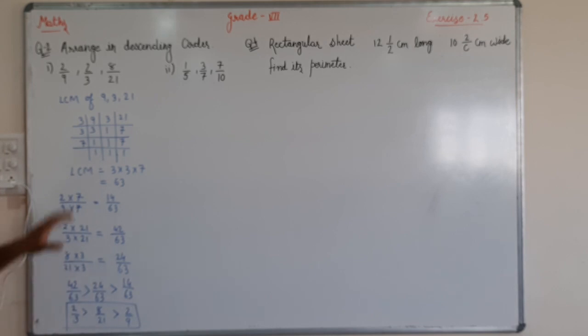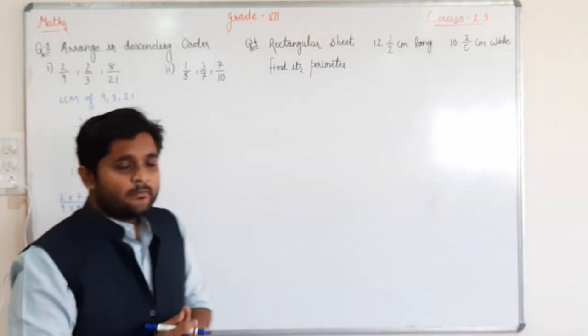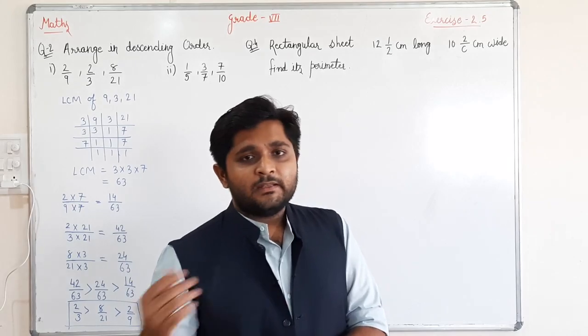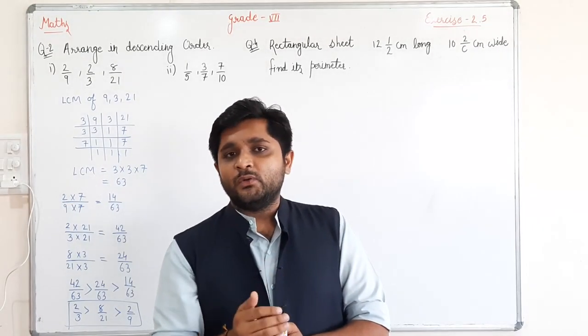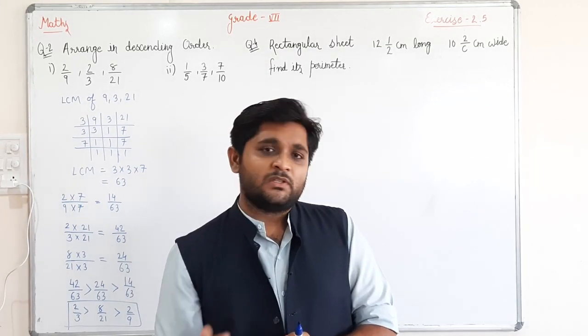So this way, first of all, what we have to do? First of all, find the LCM, then make all the denominators the same, and then you will arrange them into ascending or descending order, whatever the question is.